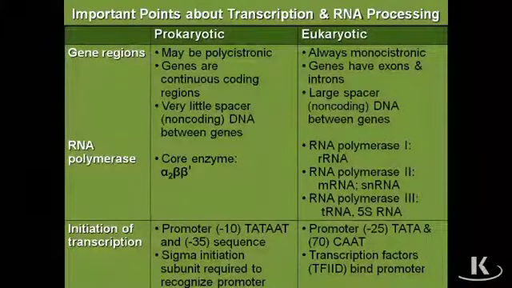non-coding DNA regions. As far as the RNA polymerases go, in prokaryotes, the RNA polymerase, the core enzyme, it's an alpha-2 beta beta prime.